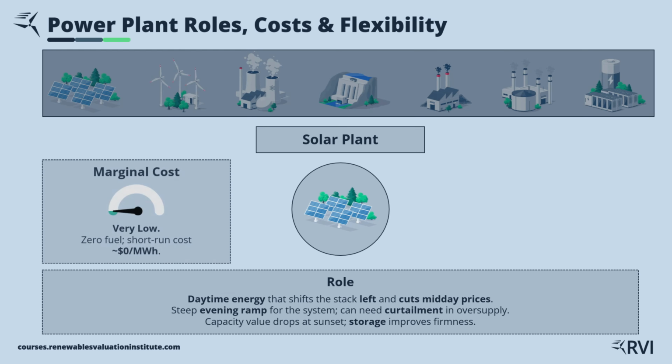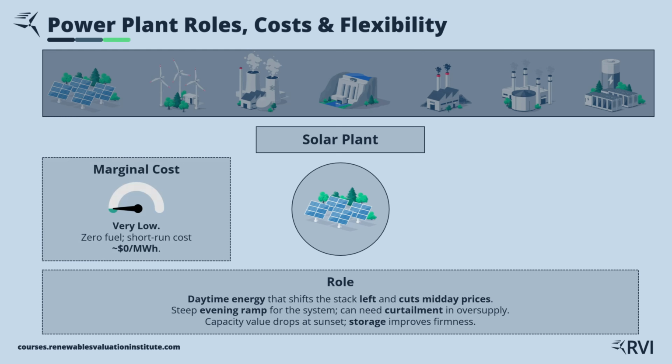On a marginal cost basis, solar is near zero. There's no fuel, and short-run costs are essentially $0 per megawatt hour. That's why when the sun is out, solar pushes a lot of electricity into the grid on the left side of the stack and pulls the market price down, especially around midday.